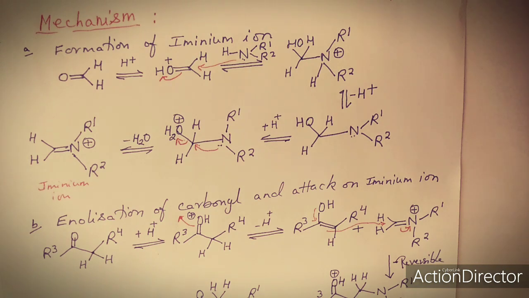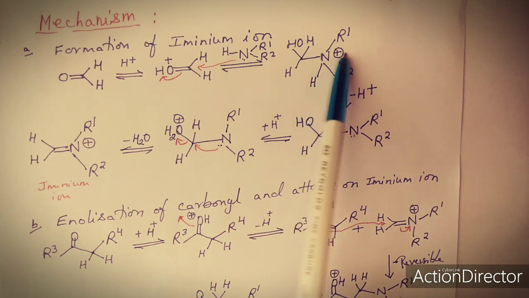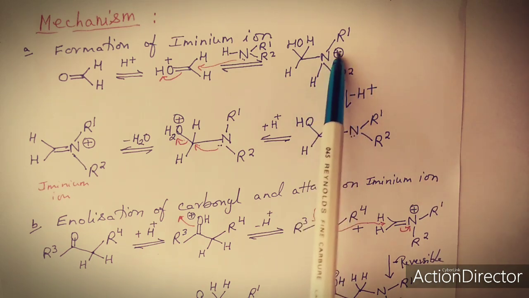Now from oxygen, because oxygen is in the 6th group, even more electronegative. Nitrogen is in the 5th. It is basic and less electronegative. So it is shifted to this nitrogen. So we get now the positive charge on nitrogen.